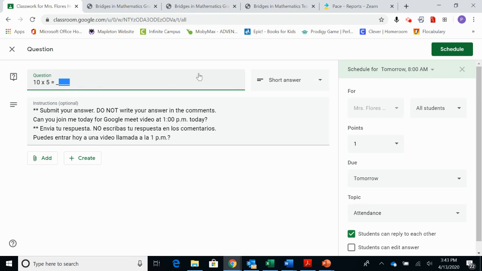So in the answer you submit, you need to give me the answer to 10 times 5. And remember, you have a box here, and all you have to do is type in your answer and click submit. So I wrote, submit your answer. Do not write your answer in the comments. I have people still writing their answers in the comments. Please don't do that, because I can't give you your point if you do that, okay?